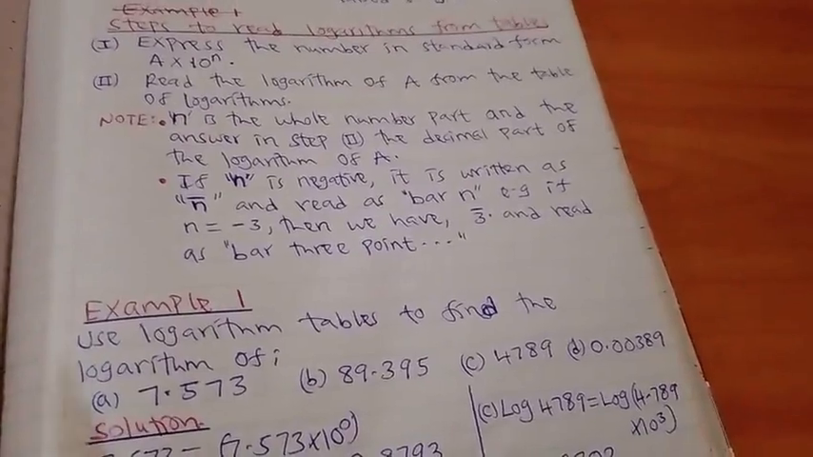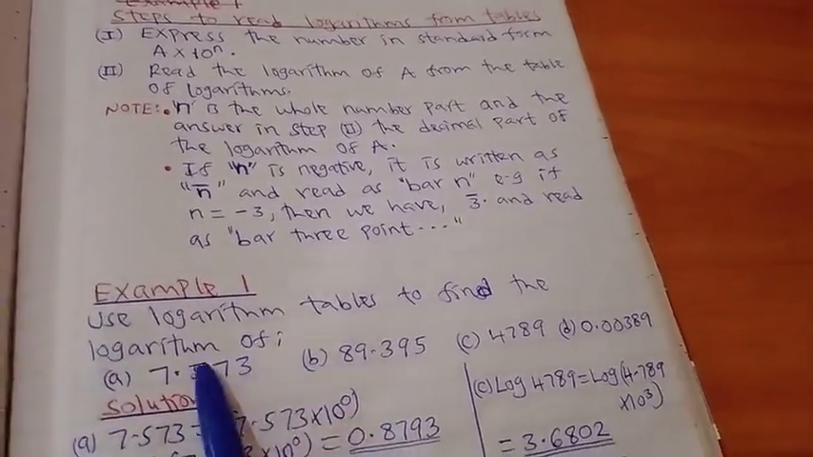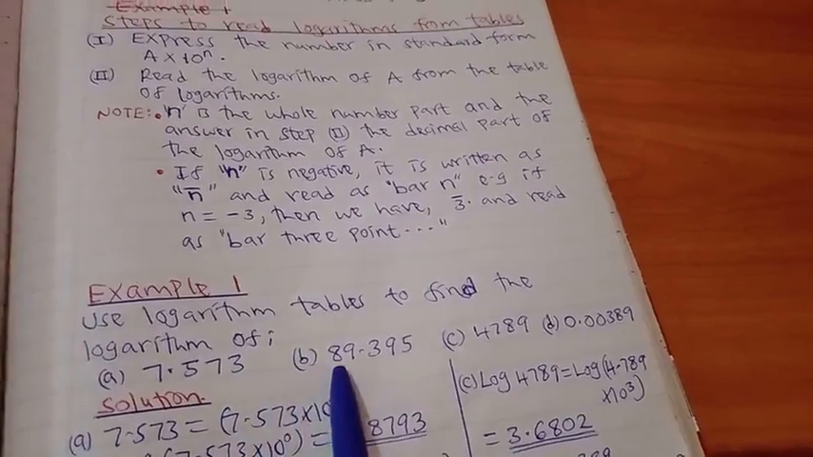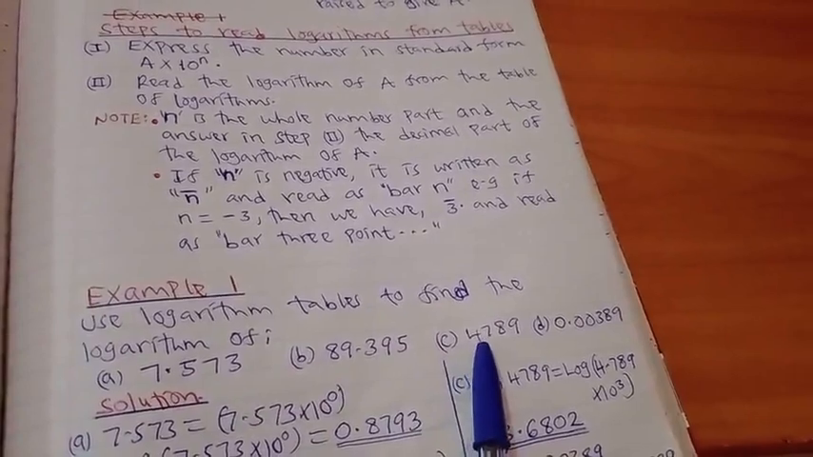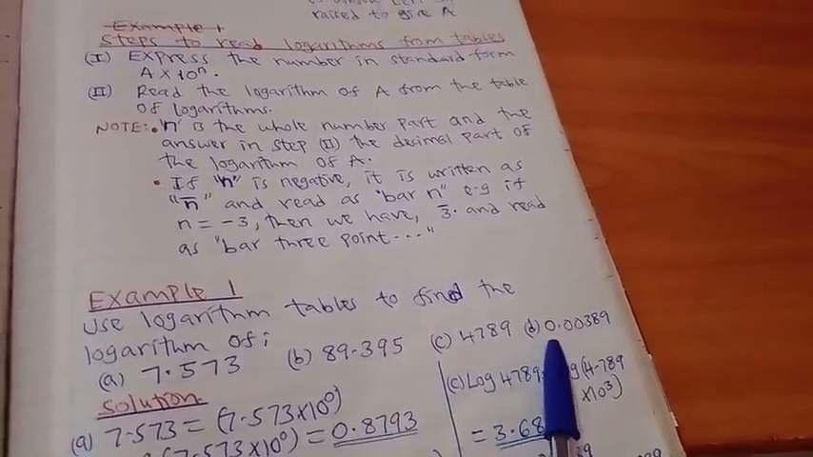Example 1. Use logarithm tables to find the logarithm of A, 7.573, B, 89.395, C, 4789, and D, 0.00389. Solution.